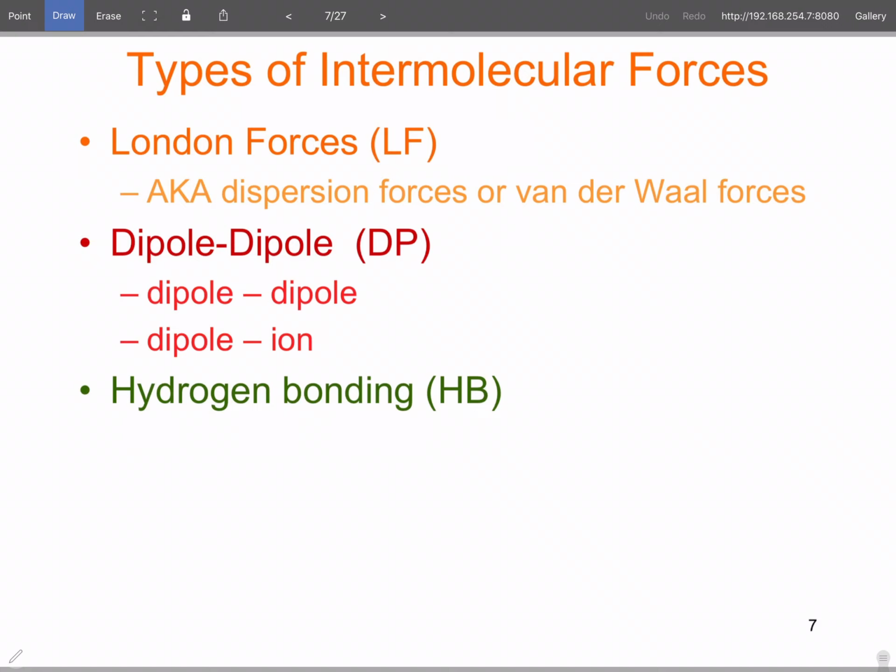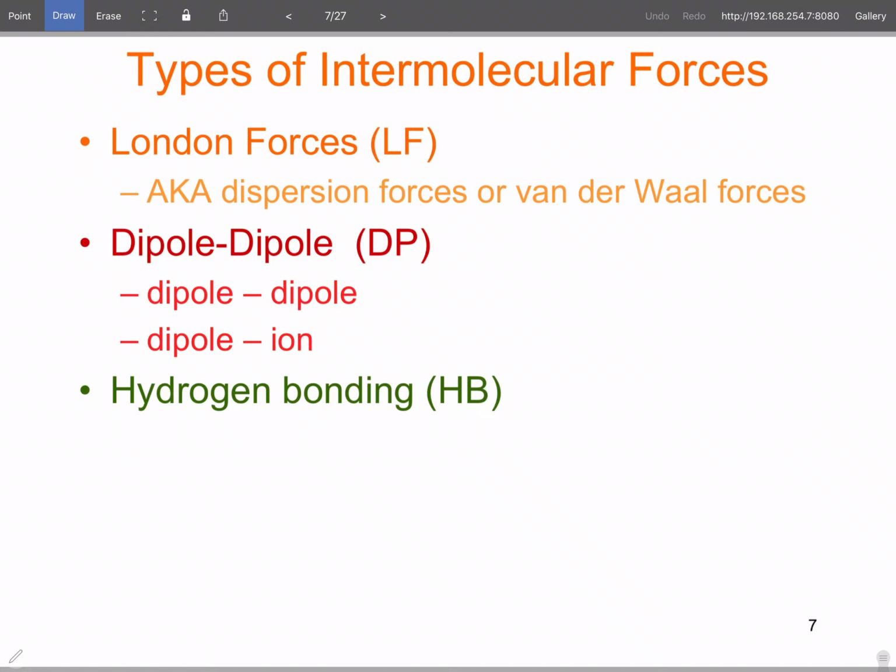Depending upon where somebody was educated, it's kind of like saying "y'all" in the South, you will get different names for London forces. In some biology, they call van der Waals forces the London and the dipole. We separate them out. So London forces are also known as dispersion forces or van der Waals forces. And we'll go through each of these in detail.